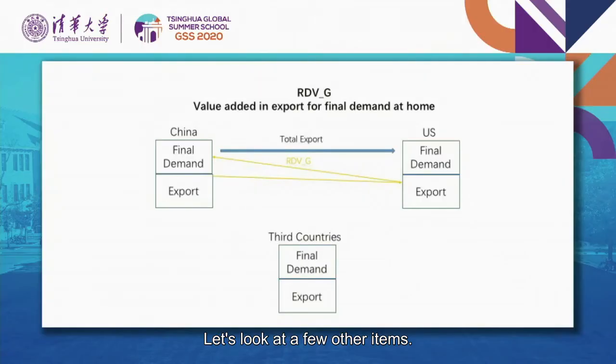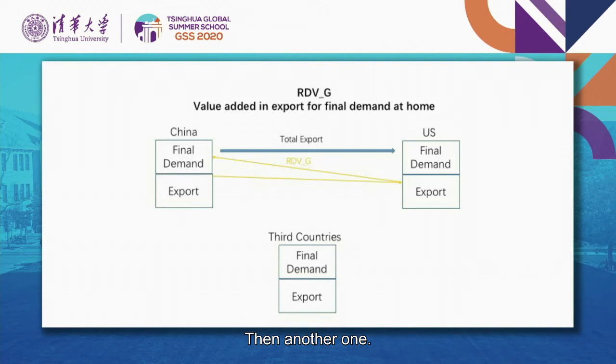Let's look at a few other items. The third part is China exports something to the US, then the US uses it as intermediate input to produce something else, then sells it back to China. Okay, so that part of Chinese export actually eventually comes back to China. So it shouldn't be counted as the real export from China to the US. So we call this return domestic value, so RDV. So that part should be taken out of the total export amount in order to get the true picture.